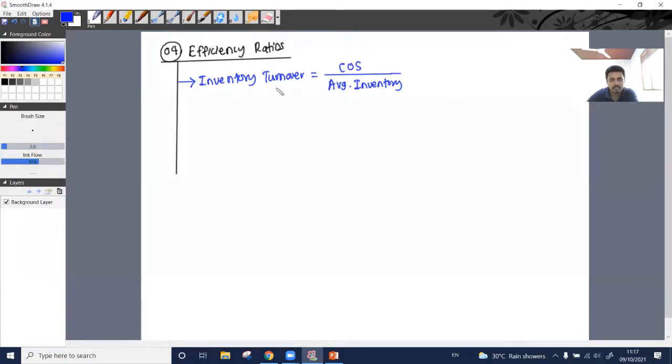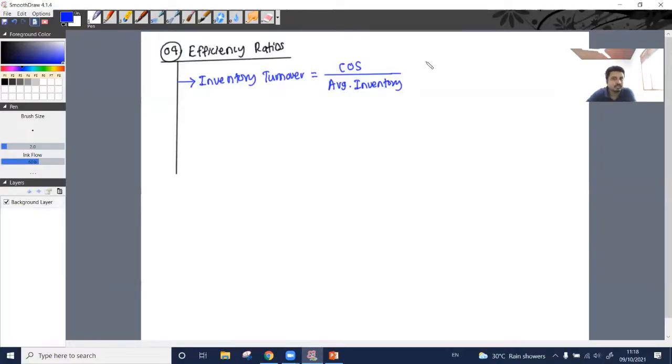4 times, 5 times. Likewise, we have the answer in terms of times, 4 times, 6 times, 7 times, likewise. So my question, why we need to consider average inventory instead of inventory ending balance? Why?